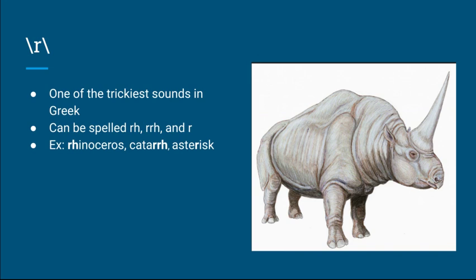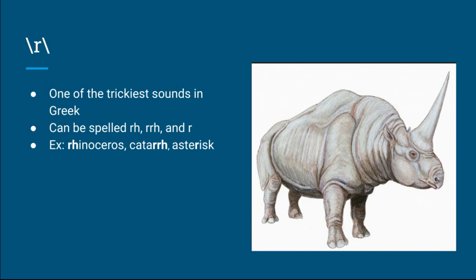Next, we have the R sound. The R sound is one of the trickiest sounds in Greek. It can be spelled with RH, RRH, or R. For example, rhinoceros, Qatar, or asterisk.